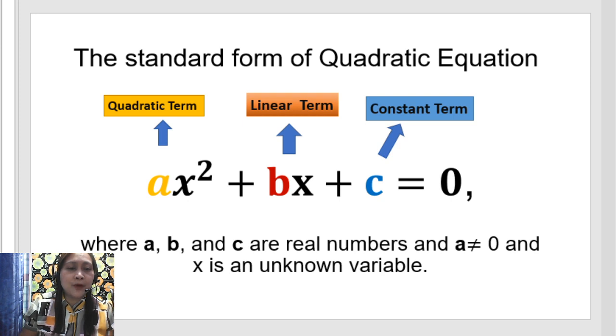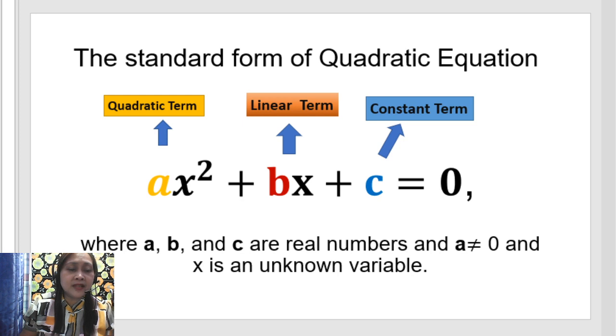Now, let us identify the standard form of a quadratic equation. The standard form of a quadratic equation is ax squared plus bx plus c is equal to 0, where a, b, and c are real numbers and a is not equal to 0, and x is an unknown variable.